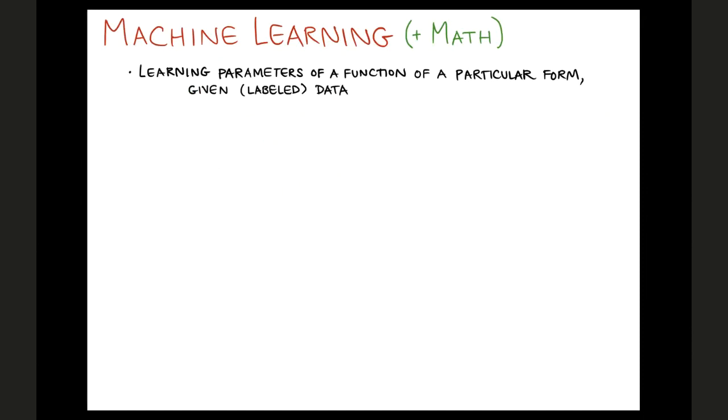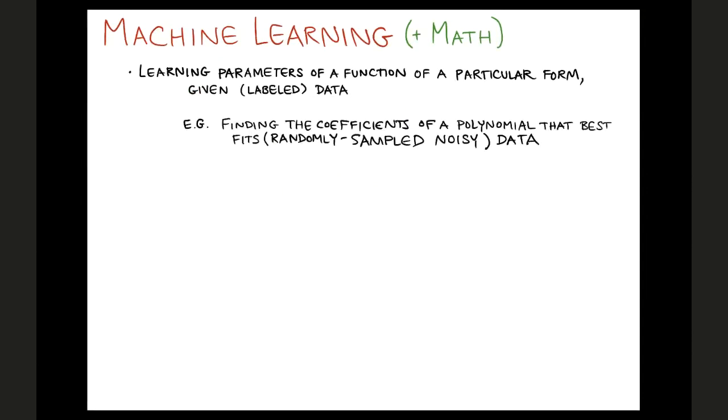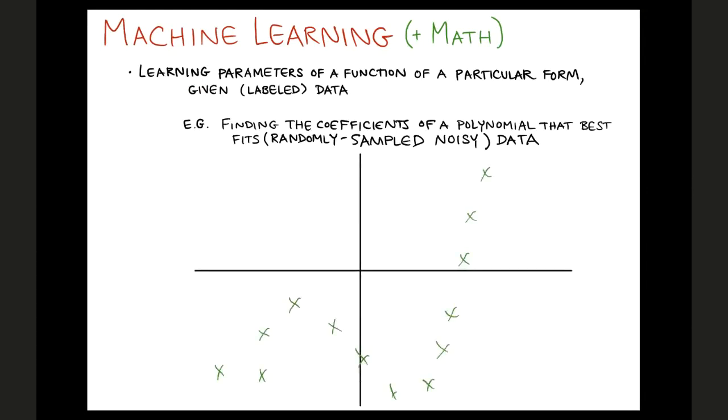So let me give you a very basic toy example so that we can all get situated within the ideas of machine learning. We'll come back to this toy example later. You might want to learn the coefficients of a polynomial that best fits some randomly sampled noisy data. Again, it's a toy example. Here's some data, and the data is one-dimensional, and this is like the graph of a polynomial. You're trying to find the best polynomial that fits this data, best in some sense.